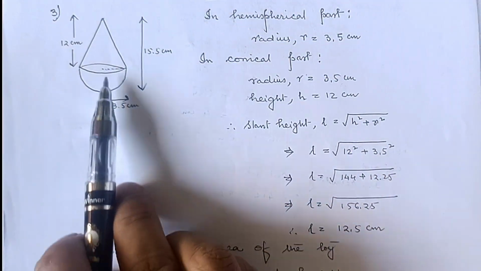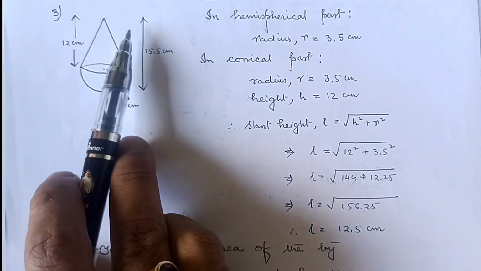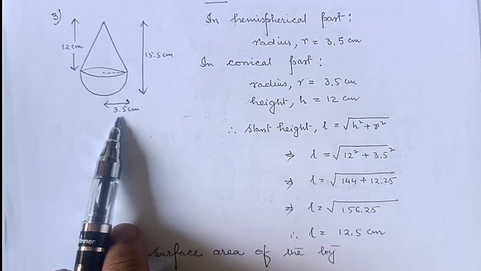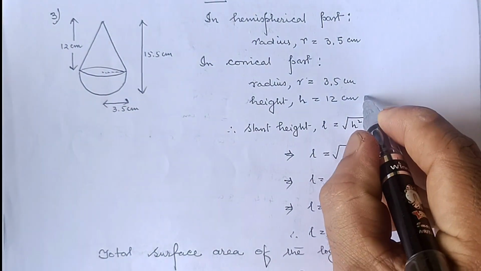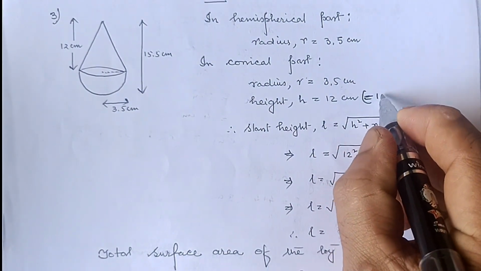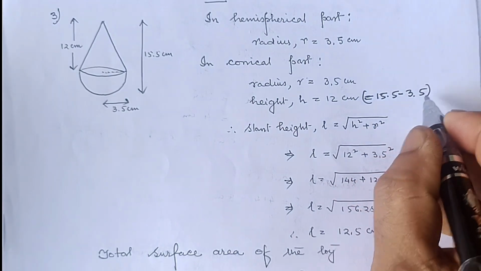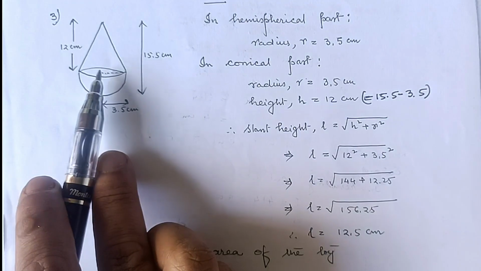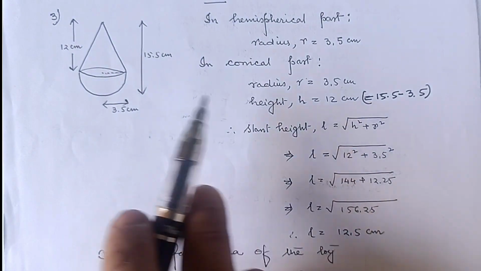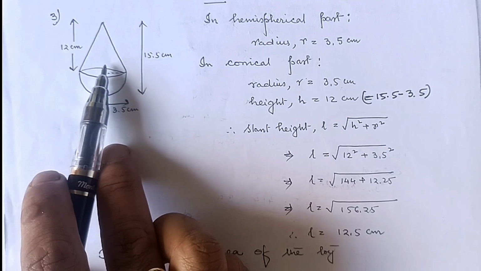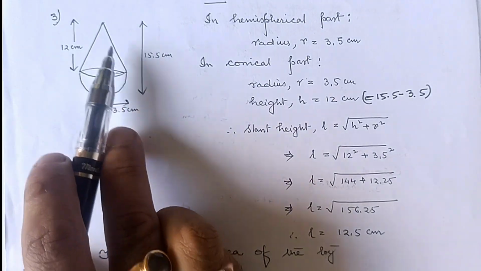In the conical part, radius will be the same, so radius will be 3.5, and here height will be 15.5 minus 3.5, which will give 12 centimeters. So in case of cone, radius is 3.5 and height is 12 centimeters. Since we have to find the curved surface area of this cone, formula is pi r L, so we have to calculate the slant height.